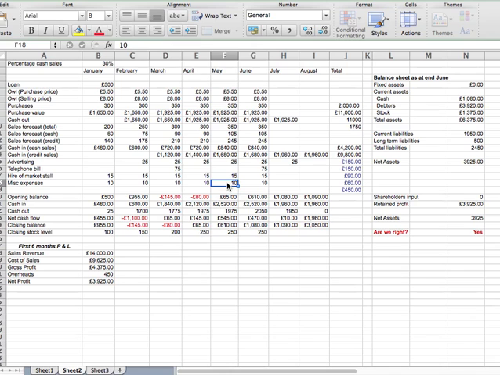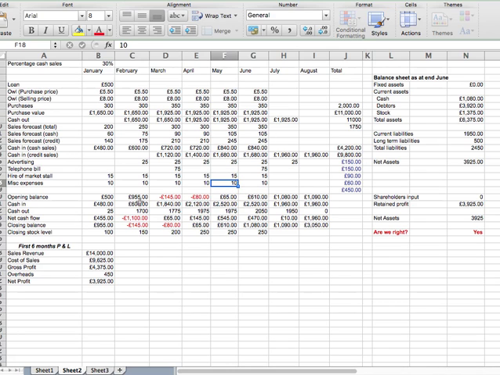This time I'm going to spend £1,000 in June, and I'm going to buy a car. Okay, so this time it's going to create a fixed asset, and it creates the fixed asset in the last month of the trading period. So we don't have to worry about anything like depreciation. We'll cover depreciation later on.